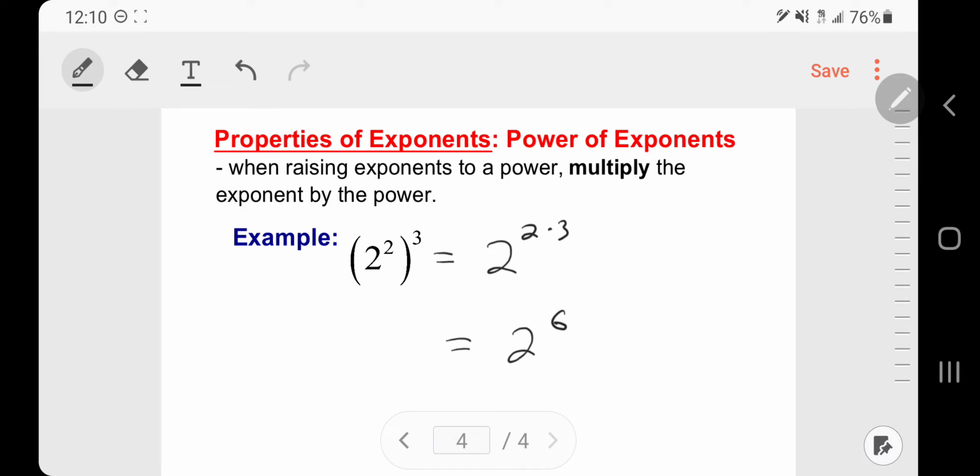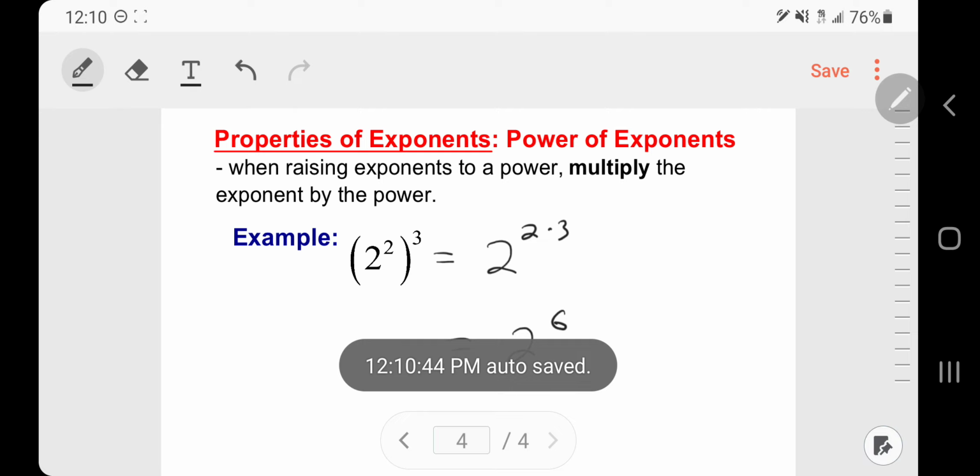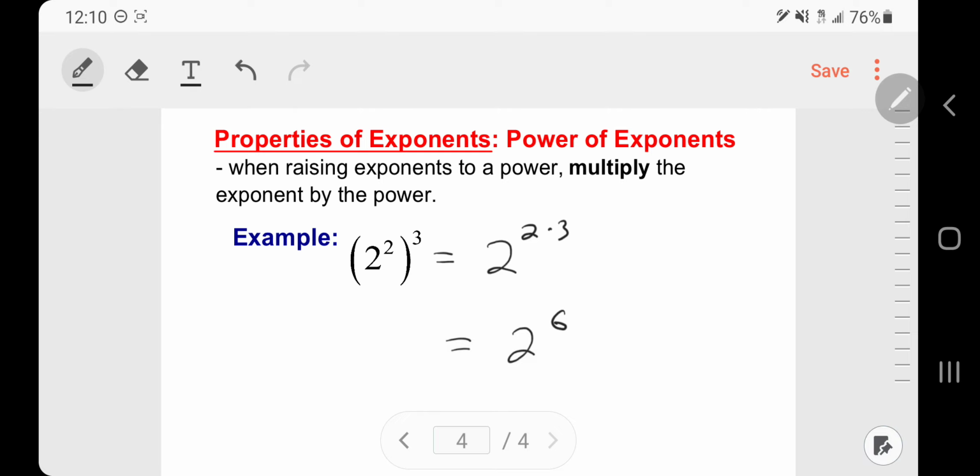All right, so those are all the basic properties of exponents that have a common base. There's slightly different rules if they have different bases, but we'll cover that in another video. All right, again, these were all the properties that had the like bases.